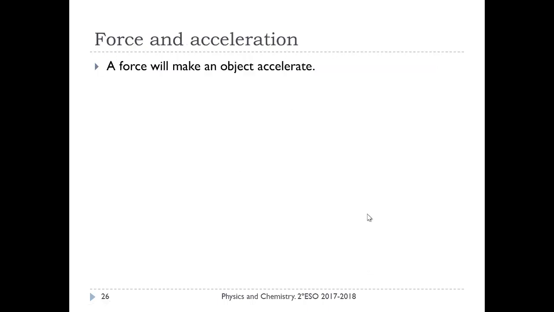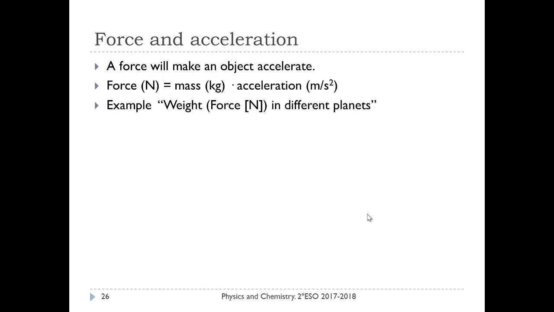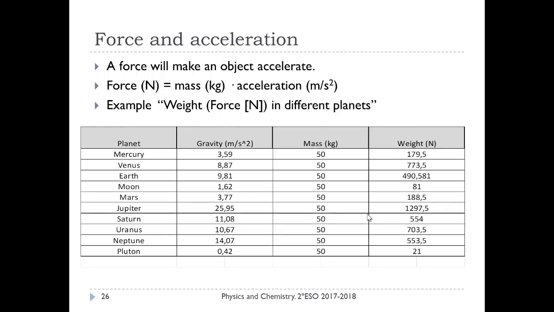Now, force and acceleration. A force would make an object accelerate. Force is mass times acceleration, as the second law of Newton states. For example, we can have weight, which is a force measured in newtons, on different planets. I've built this table: if our mass was 50 kilos, on each planet we would have a different weight, because that depends on the acceleration due to gravity. On Mercury, it's 3.6 meters per second squared, etc. So this would be the result, our weights on the different planets, just as a curiosity.